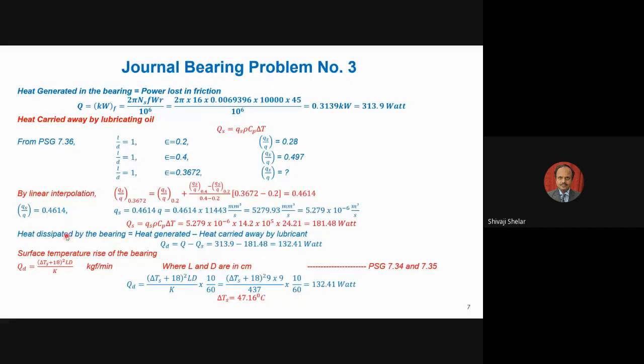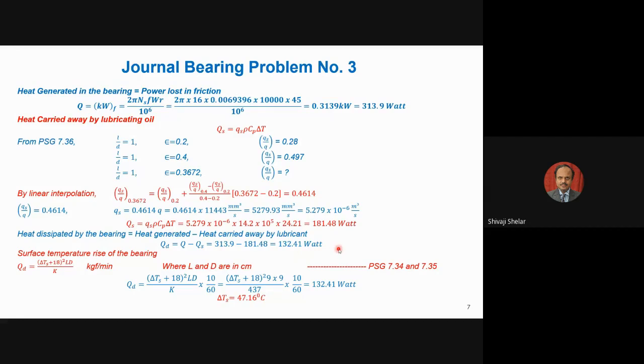So you can write this value as QD. Heat generated is Q, that is 313.9 watt, minus heat carried away by lubricant, that is QS, equal to 181.48. So heat dissipated comes out to be 132.41 watt.